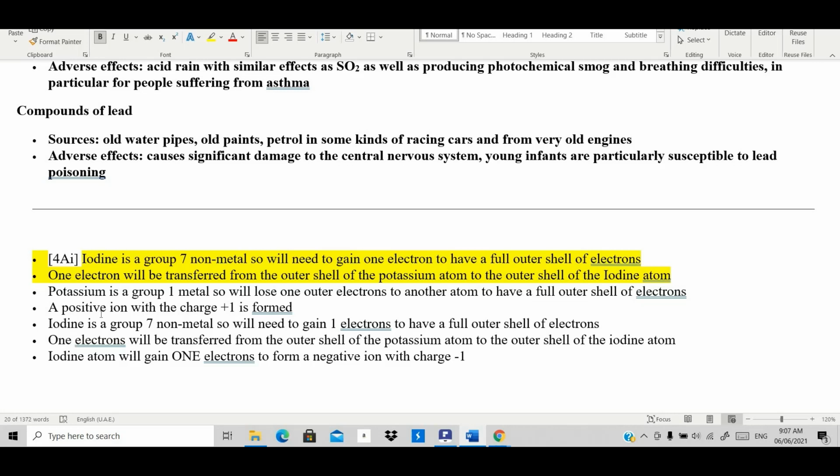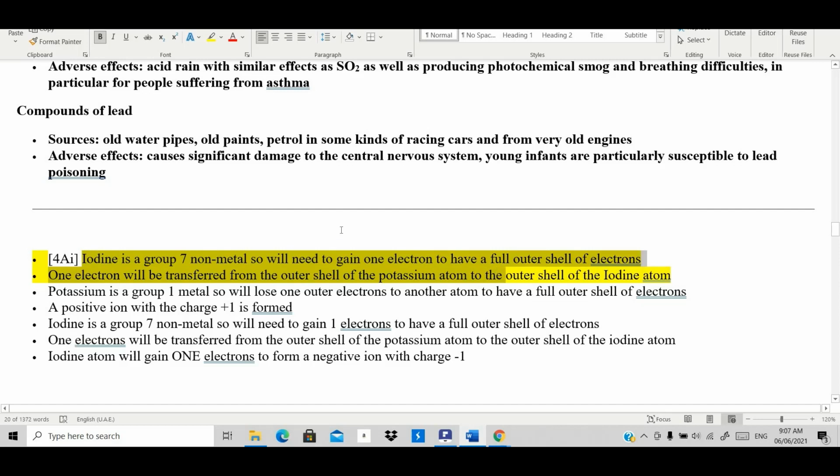So what will happen? Iodine atom will gain 1 electron to form a negative ion with charge -1. But the answer we are referring to is only about the movement of electrons, as the question states. We need to say electron loss and gain. So firstly we need to state that iodine is in group 7, so it needs to gain 1 electron to have a full outer shell of electrons.